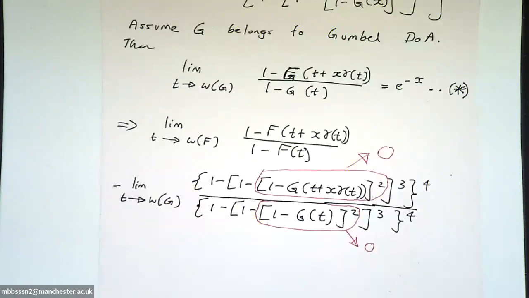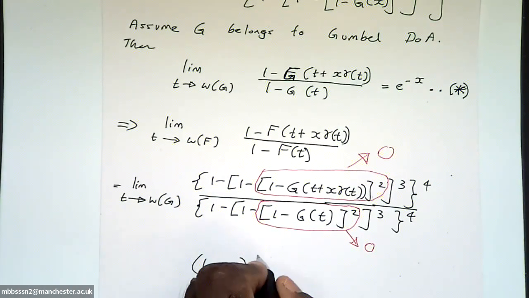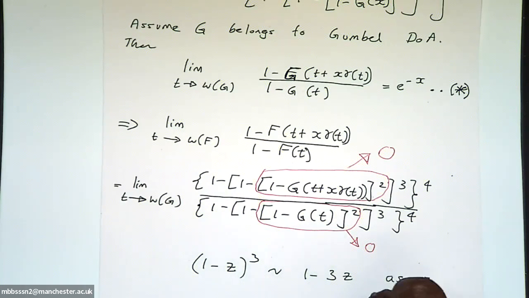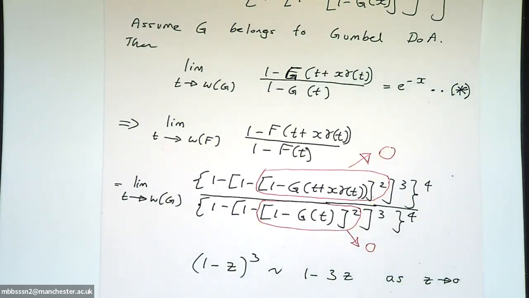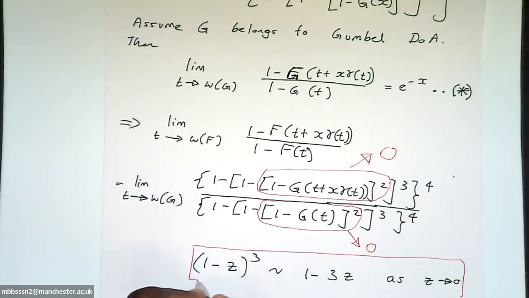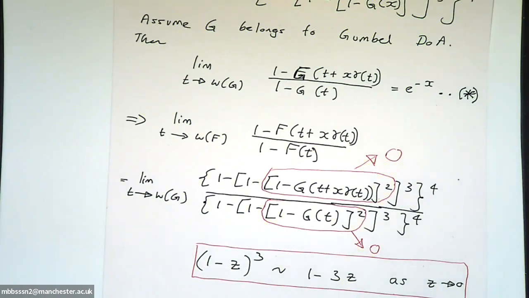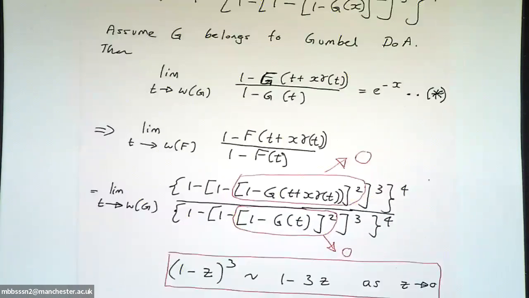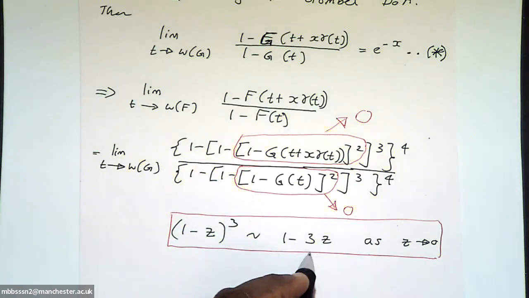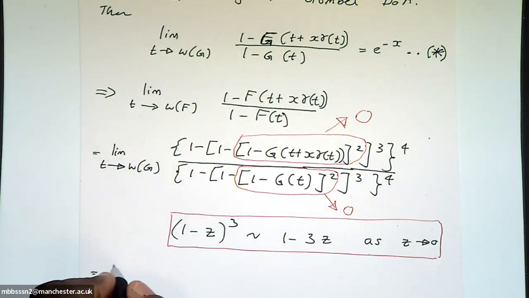Now, one of the formulas I gave you is this. If you have something like this and z approaches 0, then this behaves like 1 minus 3 times z as z approaches 0. So using this formula, do you remember this? This is one of the things I asked you to remember for the exam, not for the test tomorrow. If you use this, you can see that the above thing will become like this.